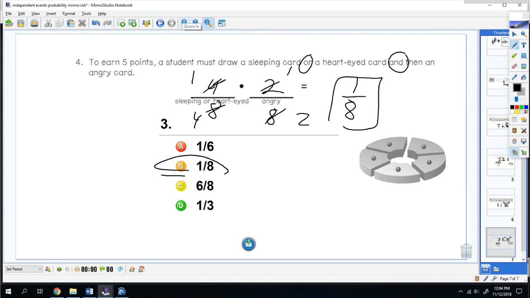All right, and that's it. So it's pretty quick and easy. So what I recommend doing, as they did here, is you find the probability of the first thing you're looking for, and then find the probability of the second thing, and then if you can simplify, then multiply.